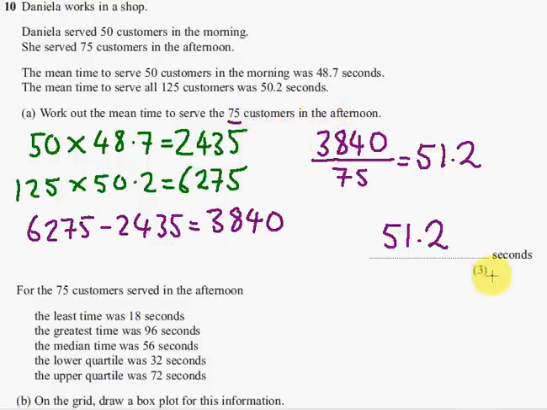Now, Part A is a 3-mark question. Let's have a look at how you get those marks. The first one is a method mark for either doing 50 times 48.7 or 125 times 50.2. Either one of those is enough to get you the first mark. The second mark comes from taking those times away to give us a total time for the 75 customers, and then dividing it by 75. And the third mark comes from the final answer of 51.2 seconds. And that's it for part A.